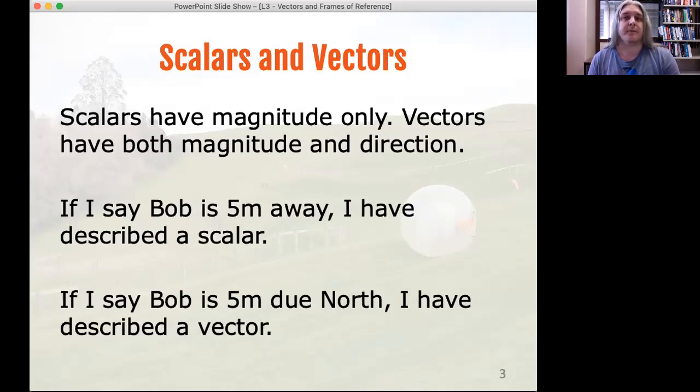But vectors are magnitude and direction. So it's anything that has a direction involved with it. As an example, if I say Bob is 5 meters away, I've described a scalar because I've just given you a magnitude. I don't care about the direction. All I care about is that distance between me and Bob. But if I say that Bob is 5 meters due north, by introducing that direction, I've turned it into a vector. So a vector is just a magnitude with a direction as opposed to just a magnitude.